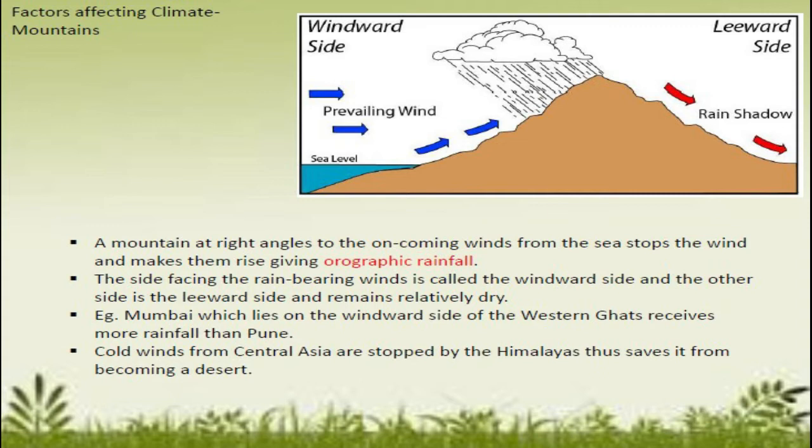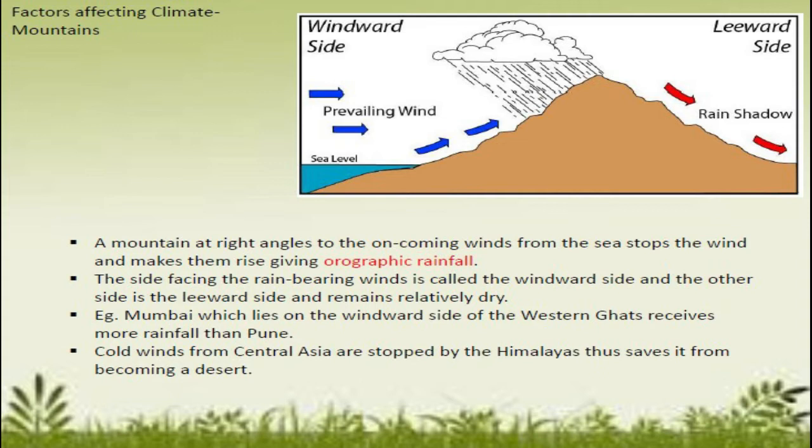Mountains. Here we are not talking about the height of mountains, but the angles at which it is positioned. A mountain at right angles to the sea winds stops it from moving ahead, and the water heavy winds will then come down as orographic rainfall. What is orographic rainfall? You will learn a little later in a higher grade.